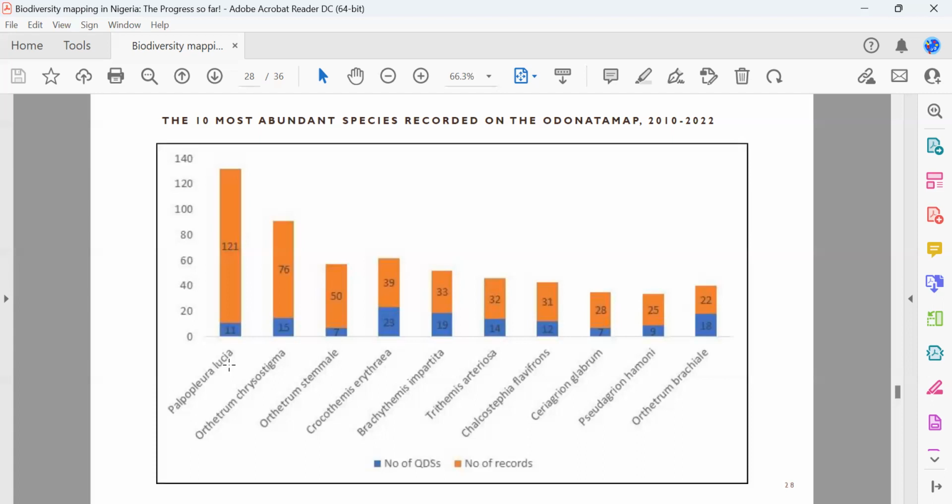And interestingly, if you remember well, this was also the most submitted record on iNaturalist, the most biomapped dragonfly on iNaturalist from Nigeria. At the same time, under the Virtual Museum, it is the most biomapped. So there are 121 records which have been submitted across 11 grid cells. In the case of this species, recorded or reported from 15 grid cells, and there are 76 records. So these are the most abundant species recorded on the Odonata map.